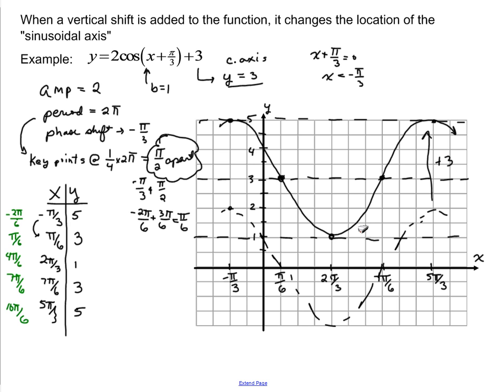So we see that what's happened right here is that our graph is vertically shifted upward. So that's what we mean. We graph just like we were graphing 2 cosine of x plus pi over 3, and then just add that 3 at the end. So there's another strategy for you to do this.